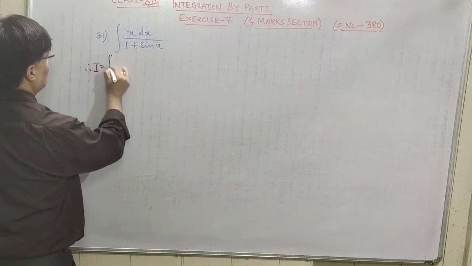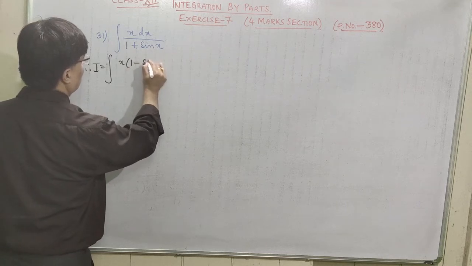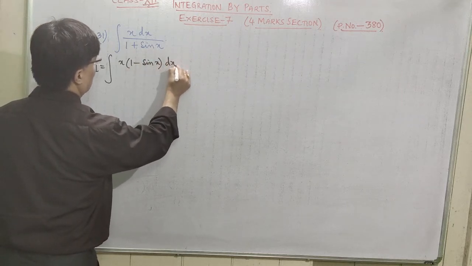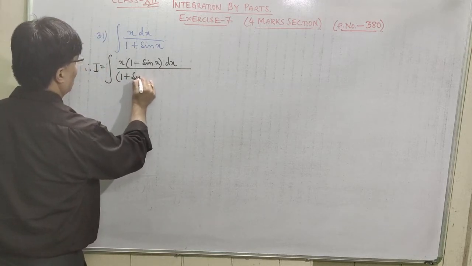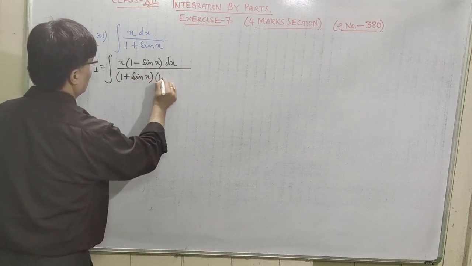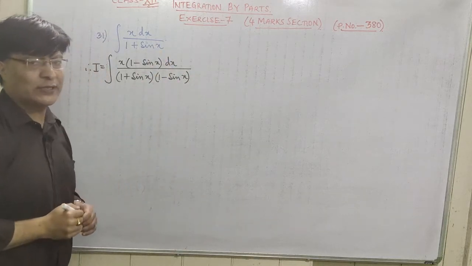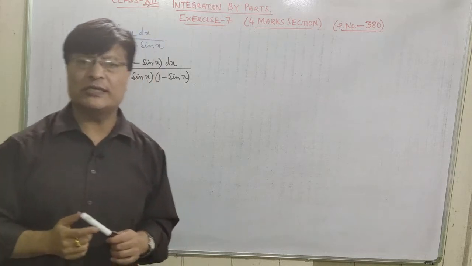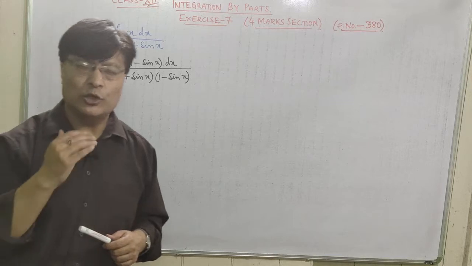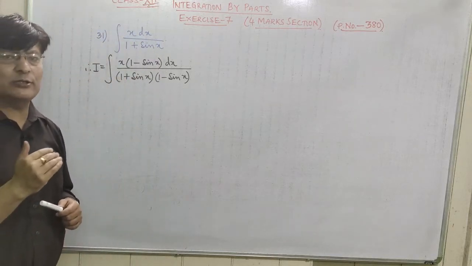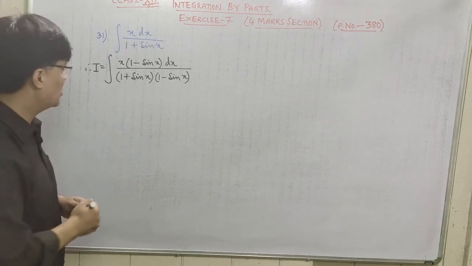I is equal to integration of x into 1 minus sine x dx divided by 1 plus sine x multiplied by 1 minus sine x. That is, we are simplifying it so that it will be easier for you to integrate it. That means since there is 1 plus sin x in the denominator, you should multiply both the numerator and the denominator by 1 minus sin x.